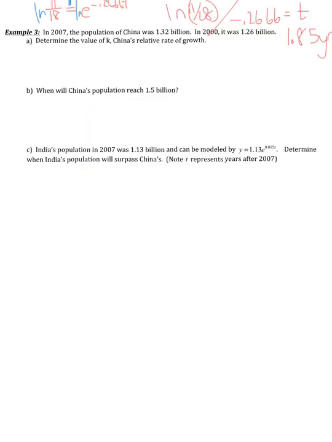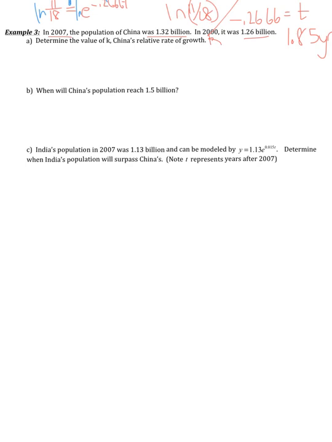This final example is an exponential growth equation. We'll call it continuous growth. In 2007, the population of China was 1.32 billion. In 2000, it was 1.26. So 1.26 billion, that's my starting amount. 7 years later, that's my ending amount. And what that's going to enable me to do is find my k, or my relative rate of growth.